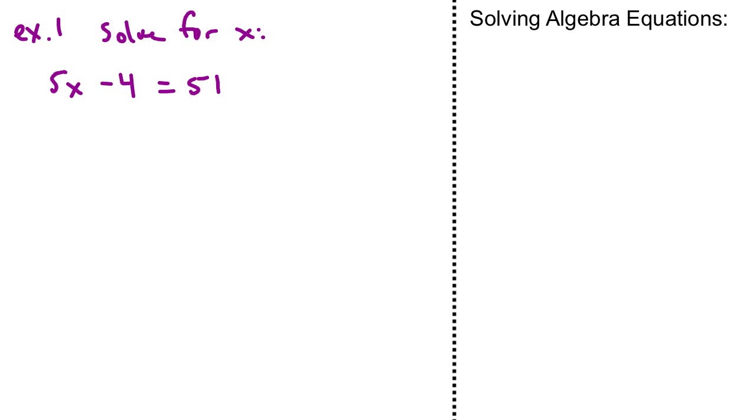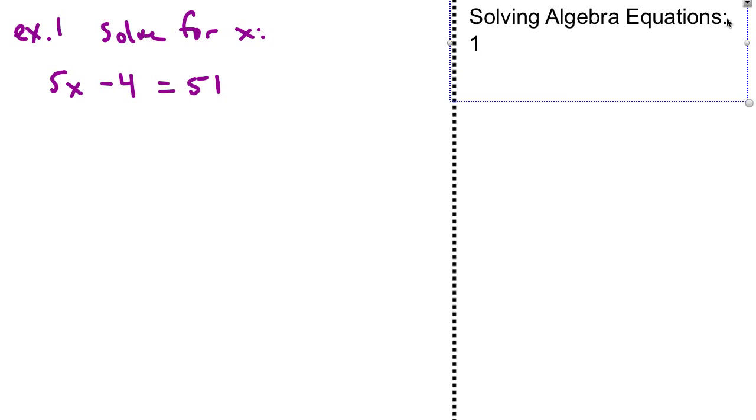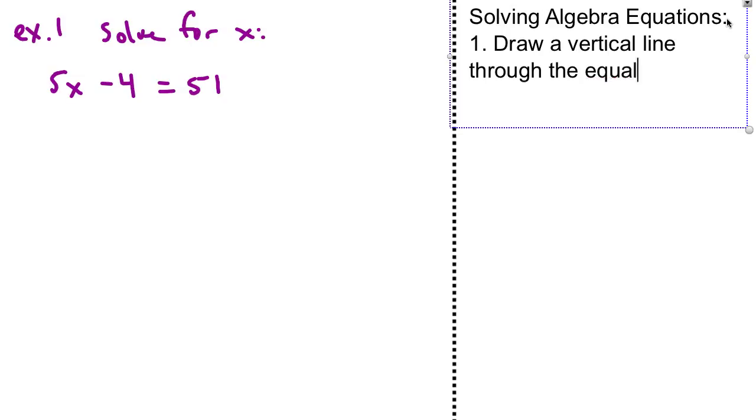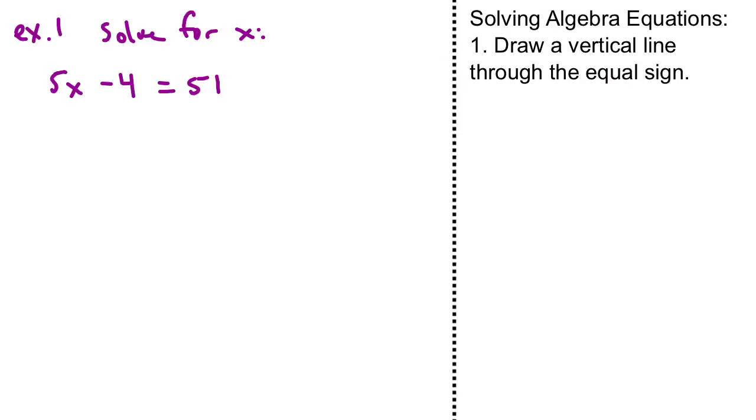Now on the right hand side I'm going to give you some steps that I found are important to follow, and I want you to do these for each problem. So the first step when you get one of these problems is to draw a vertical line through the equal sign. Let me show you what that looks like. On this problem, we're going to give ourselves lots of space, and like I said, draw a vertical line through the equal sign.